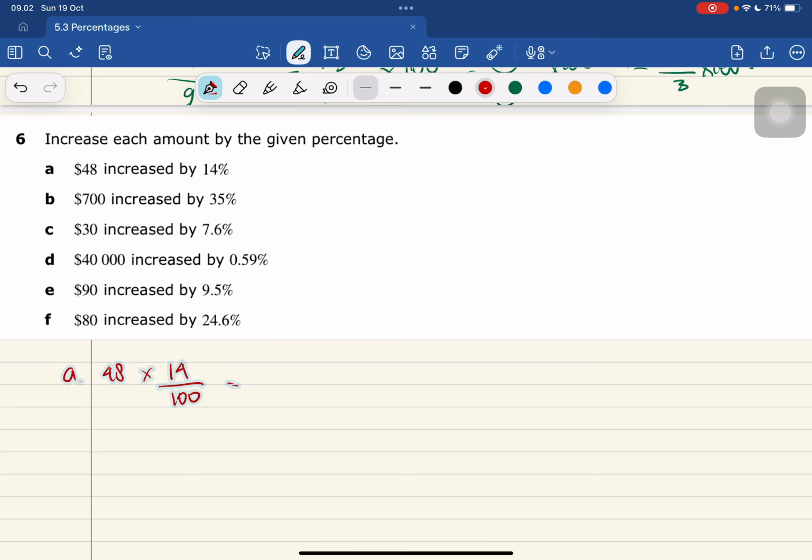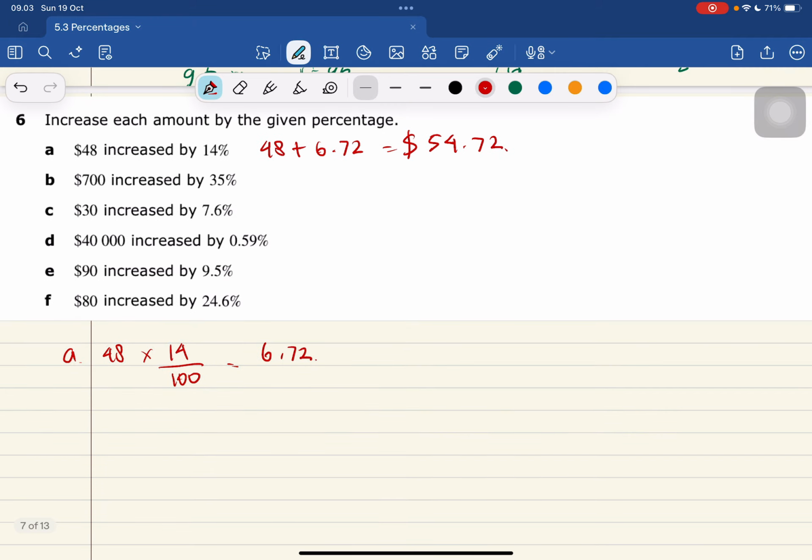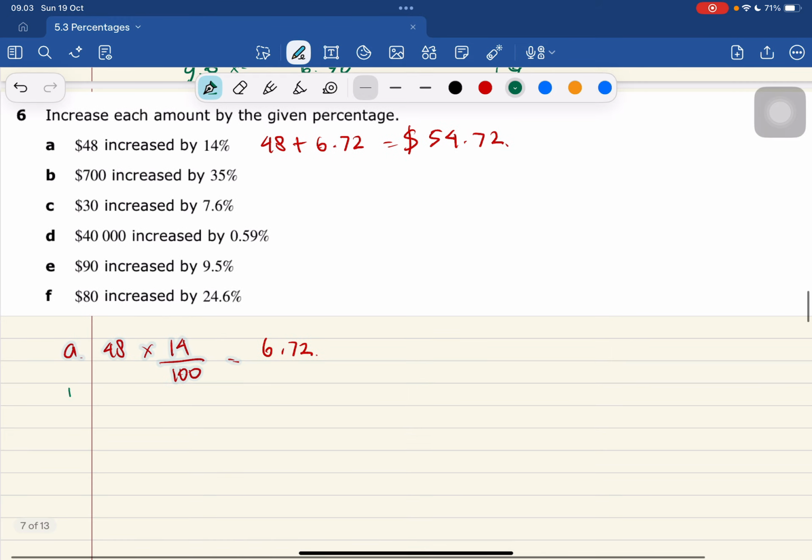So 48 times 14 divided by 100. So it's going to be 6.72. So 6 point here. So 48 plus 6.72. So this will give us the answer of $54.72. Next, 700 increase. So we need to find it for B.